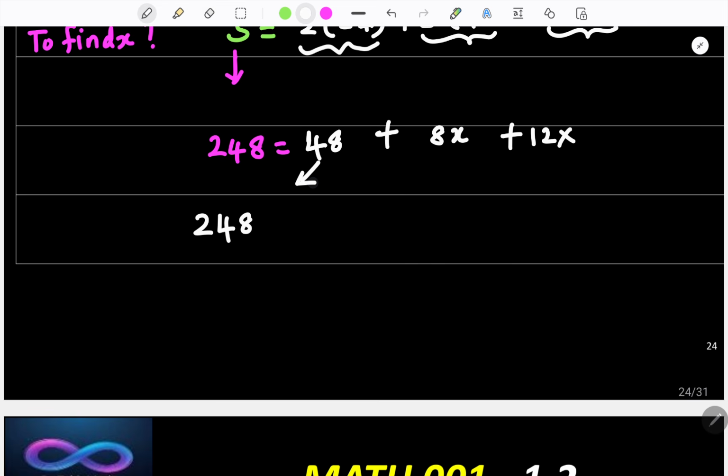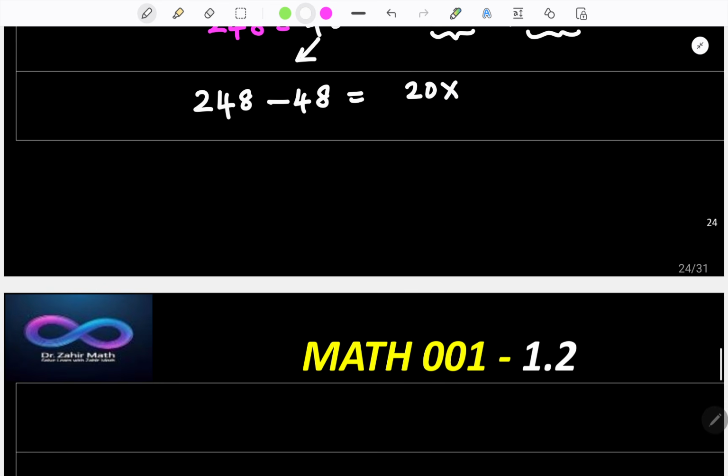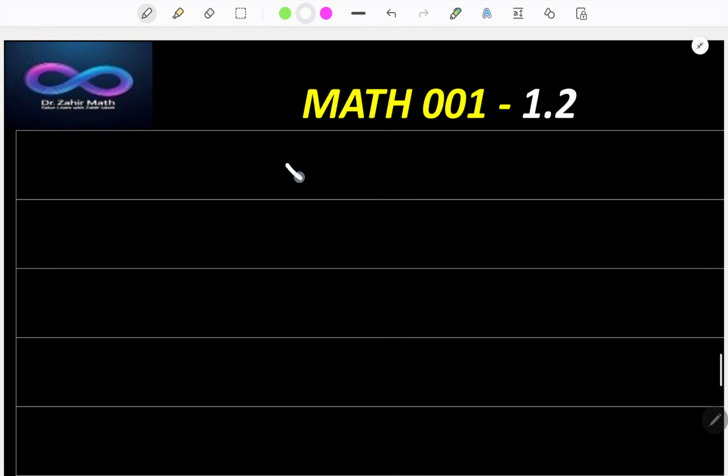248, I bring this 48 to this side. Minus 48 equals 8x plus 12x, which is 20x. 248 minus 48 is 200, equal to 20x. Divide by 20, divide by 20. So what am I going to get? If you don't know, just put it in the calculator. You're going to get x equal to 10.